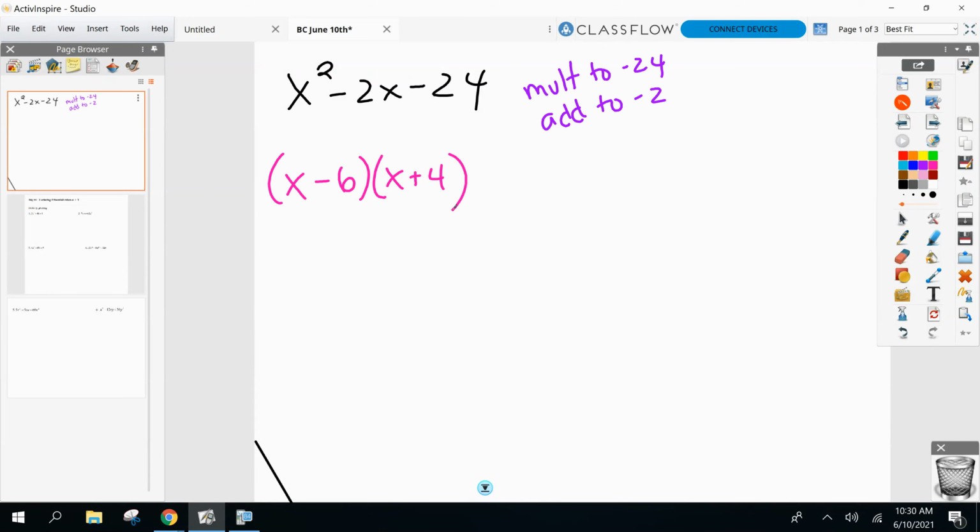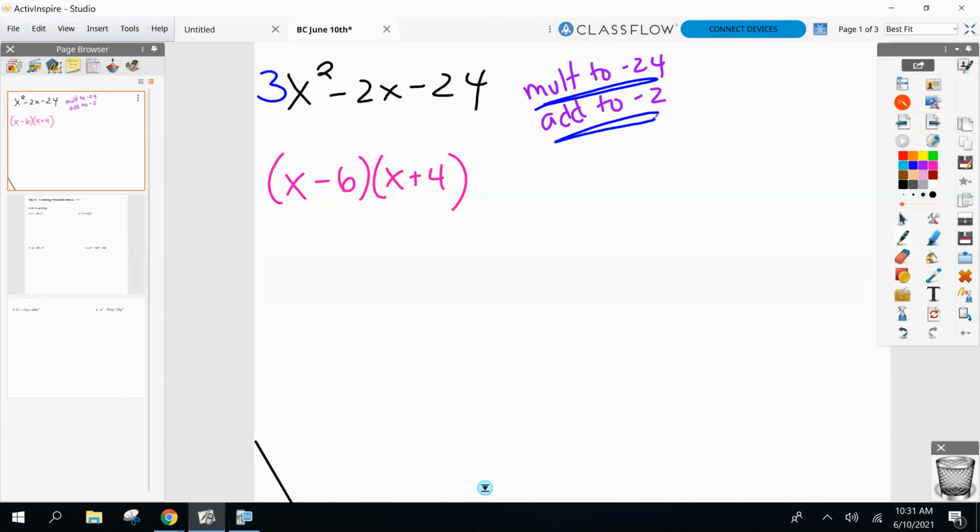No issues. We're okay? Today, I'm going to throw a number out in front now. And I just want to make sure before I start today, you cannot do this method. Multiply to negative 24 and add to negative 2 if there's a number other than 1 out in front. I want to make that perfectly clear before we start today's lesson. All right? This little trick right here is only used for when the number 1 is out in front, not any other number.